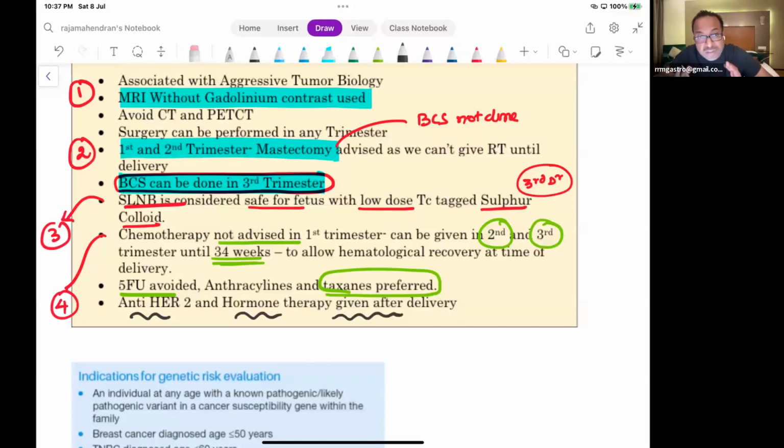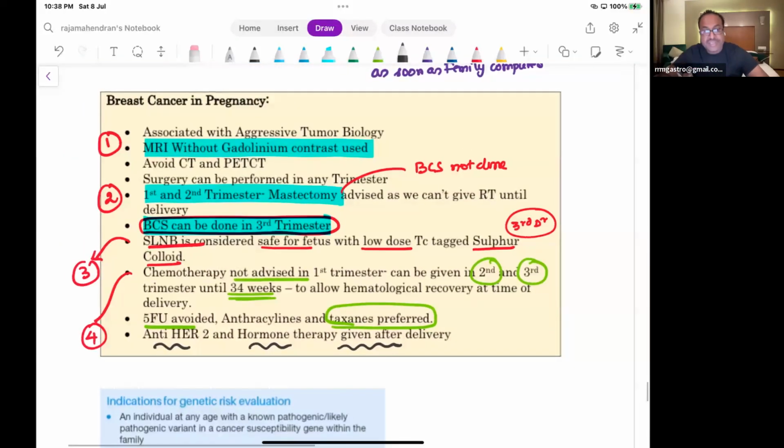The fourth point is regarding drugs in pregnancy. This is the only book explaining pregnancy with this much clarity; no other book has this clarity. MRI without contrast is used. First and second trimester mastectomy. Third trimester breast conservative surgery can be done. Sentinel lymph node biopsy can be done. Chemotherapy can be given but must finish by 34 weeks, otherwise hematological recovery will not happen. These are all interesting points from New Bailey.